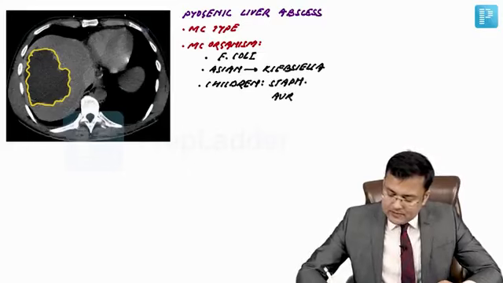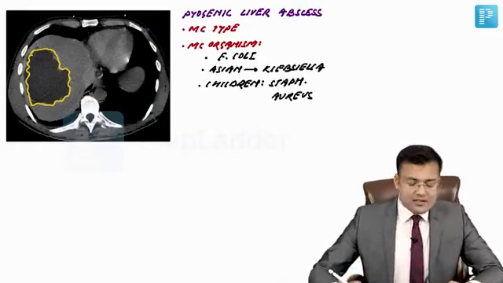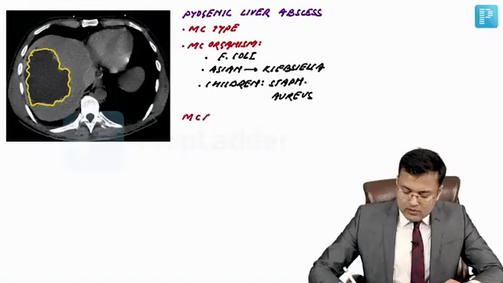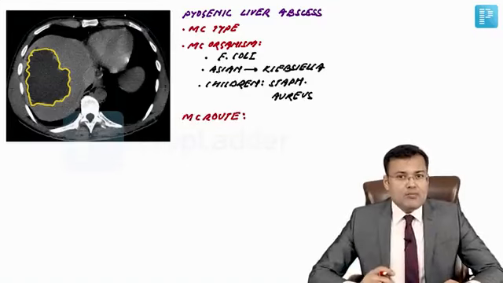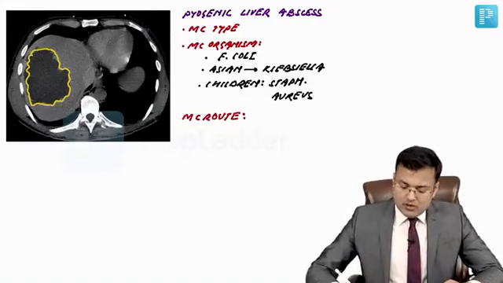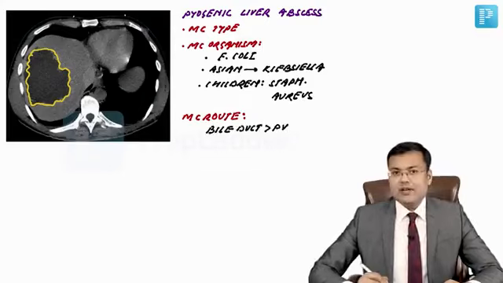Now, what is the most common route via which infection reaches the liver? So the most common route is bile duct or biliary tract, followed by portal vein.